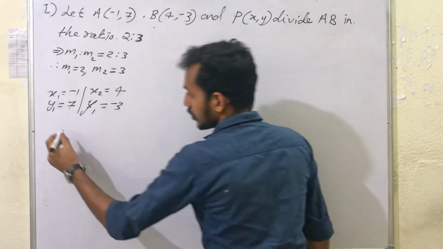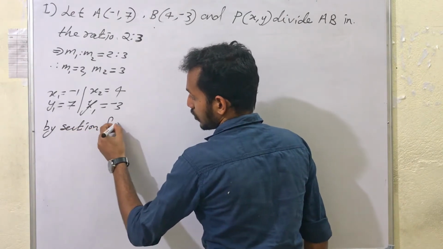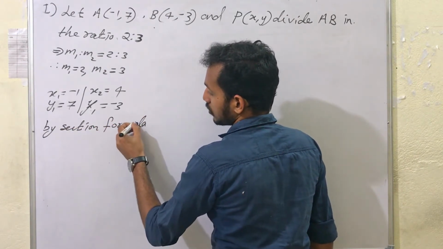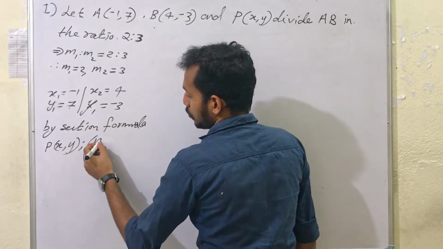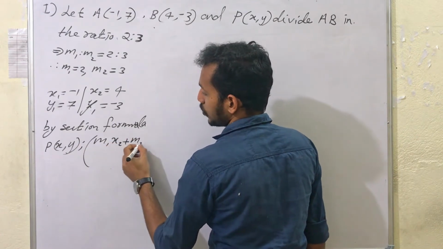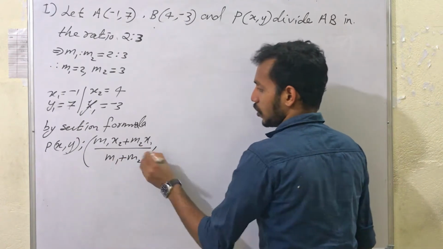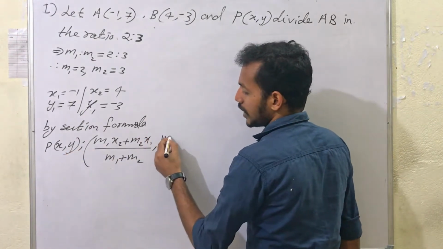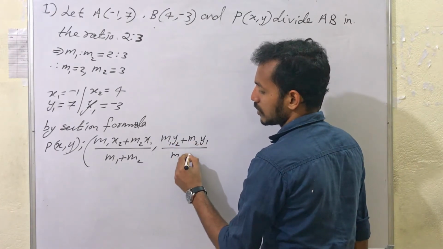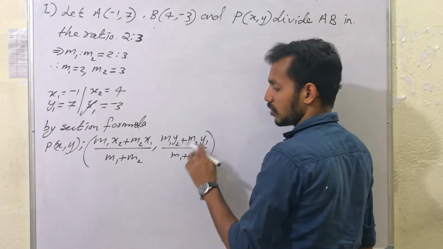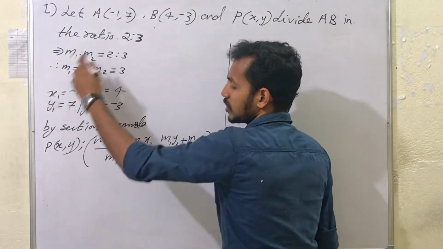Then by the section formula, the coordinates of P will be M1 into X2 plus M2 into X1 divided by M1 plus M2, comma, the corresponding Y coordinate will be M1 into Y2 plus M2 into Y1 divided by M1 plus M2. This is the formula which we have discussed already. Now, just substitute those values here.